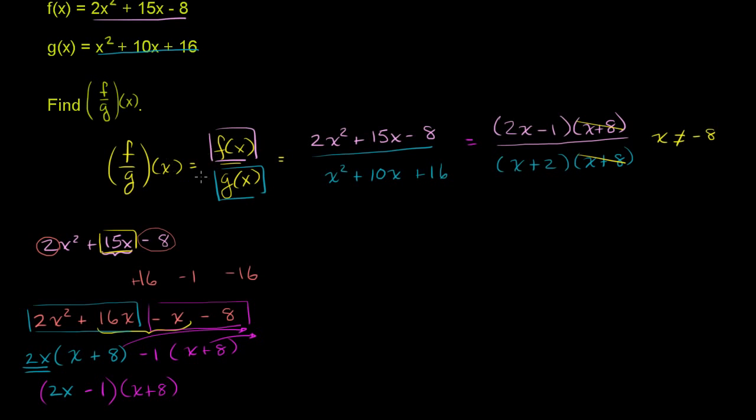The original function, in order to not change it, because if I just cancel these two things out, the new function with these canceled would be defined when x is equal to negative 8. But we want the simplified thing to be the same exact function. And this exact function is not defined when x is equal to negative 8. So now we can write f over g of x, which is really just f of x divided by g of x, is equal to 2x minus 1 over x plus 2. But you have to put the condition there that x cannot be equal to negative 8. If you lost this condition, then it won't be the exact same function as this, because this is not defined when x is equal to negative 8.